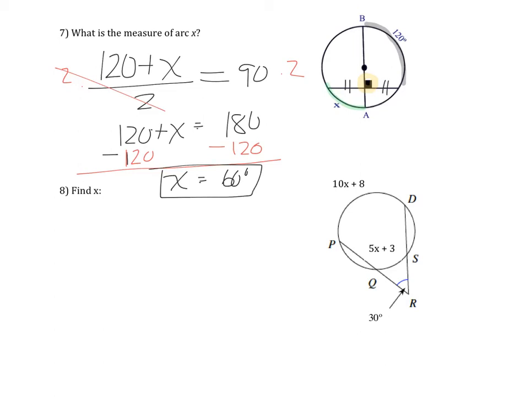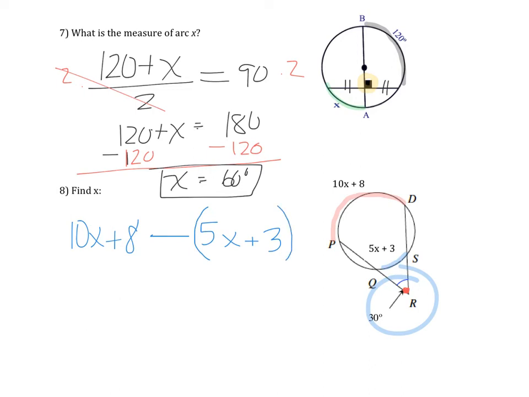All right, number 8, our intersection point is outside the circle here. So we are going to be looking at the formula of far arc, subtract the near arc, divided by 2 will give me that angle of 30 degrees. So our far arc is 10x plus 8, subtract the near arc of 5x plus 3. Hopefully you've already noticed it and you're sort of shouting it at me, but we need to subtract this entire expression, so we need parentheses to make sure we do that. And if we don't have those parentheses, that will be wrong. Divided by 2 is going to equal 30 degrees.